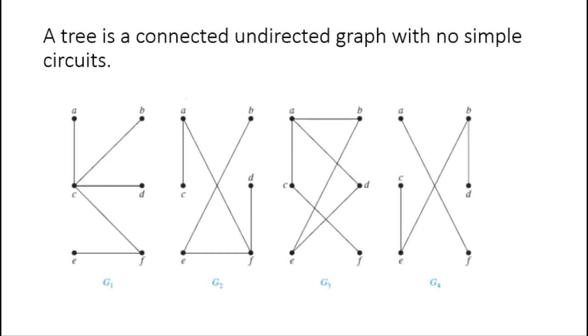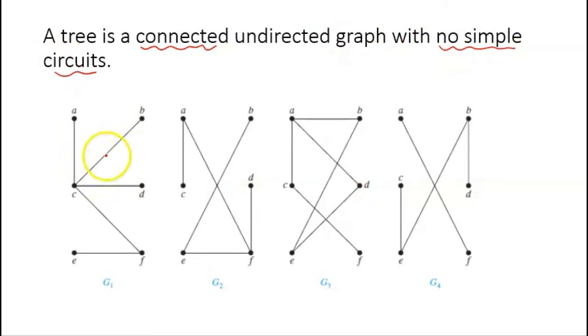Now let us talk about it. What is the definition of a tree? A tree is a connected undirected graph with no simple circuit. So 2 points I am highlighting. It is connected, and second one is that it should have no simple circuit.